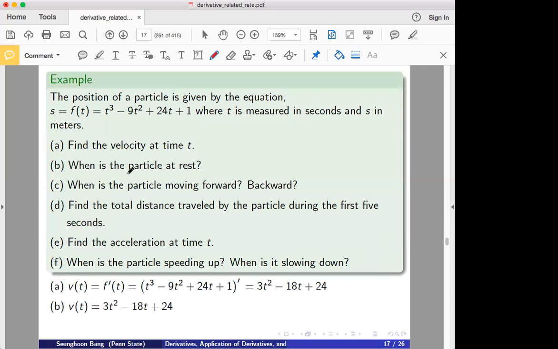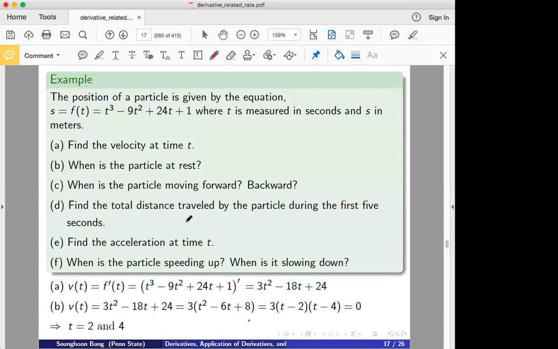Second one, particle at rest. So what does it mean? Velocity is, what does it mean, at rest? Yes, velocity equal to 0. We can factor out 3 from here. Next, factor out 3 times (t minus 2)(t minus 4) equal to 0. The velocity equal to 0, you solve. t is 2 and 4. So that's it. This is the answer of B.